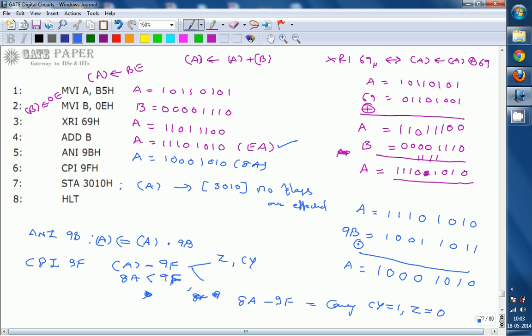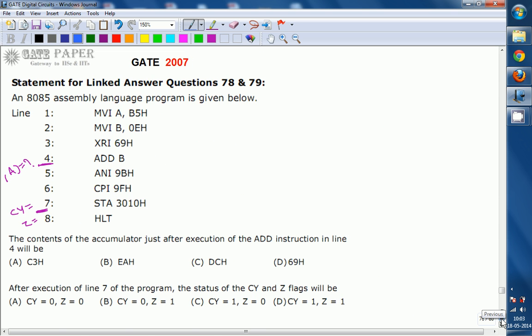So the right answers for this question: after the 4th instruction execution the accumulator contents are going to be EA, the answer is B, and after execution of the 7th instruction the carry flag is going to be 1, the zero flag is 0, so the answer is C.